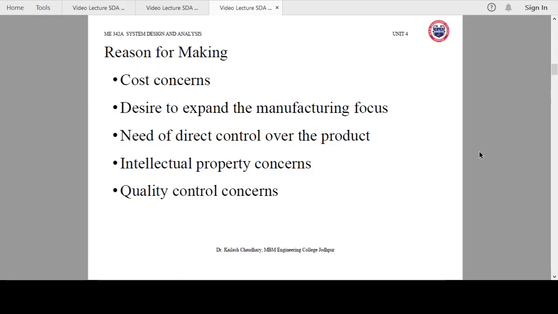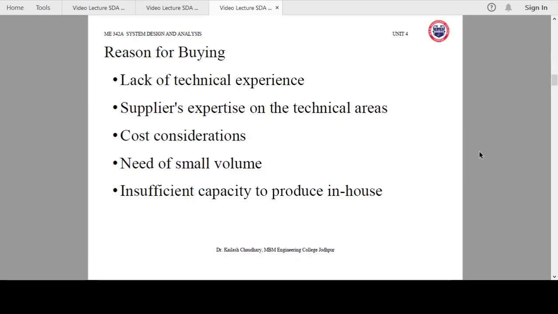There are various reasons for making a particular product: you have cost concerns, you have a desire to expand the manufacturing focus, you need to directly control the product, and there are intellectual property concerns and quality control concerns. So if you are much concerned about quality control, intellectual property rights, direct control of the product, or if you desire to expand your manufacturing focus, then you should go for making.